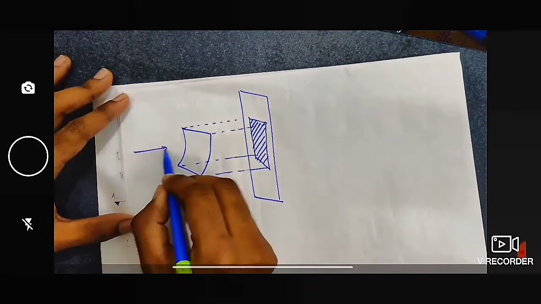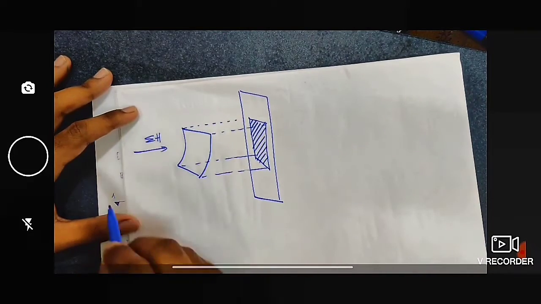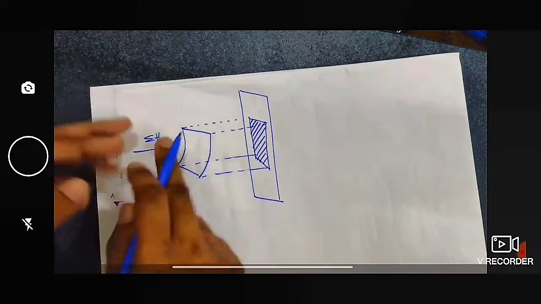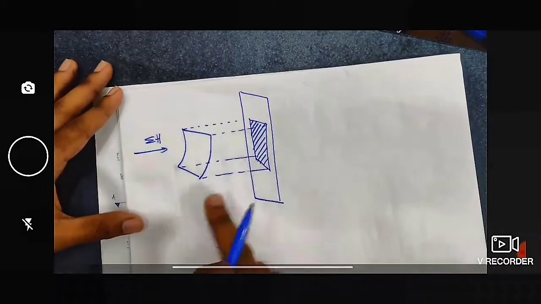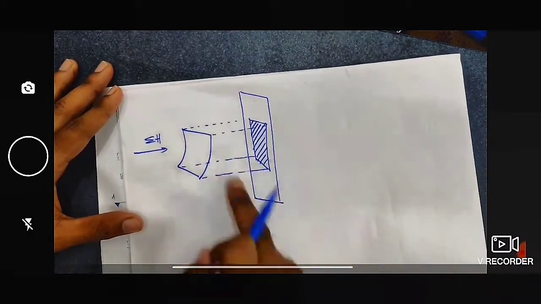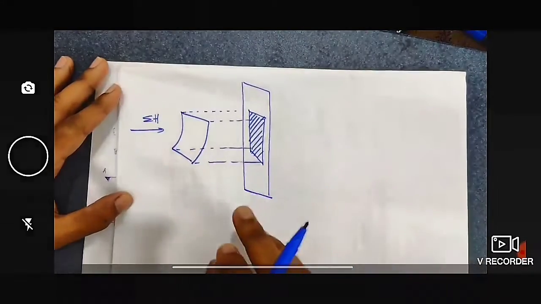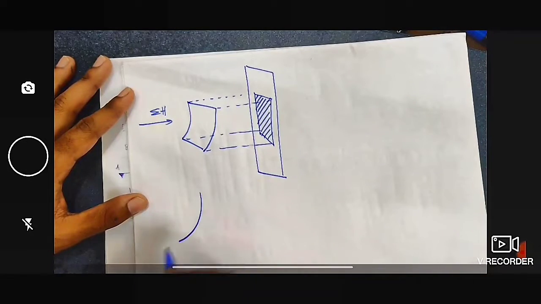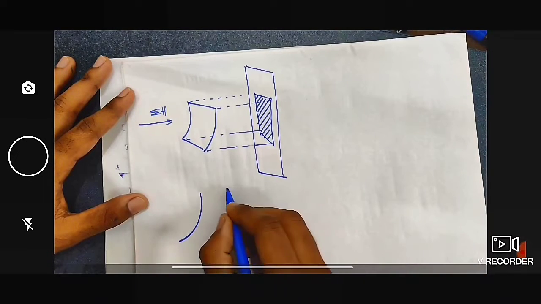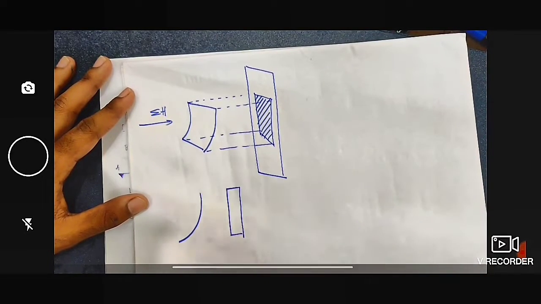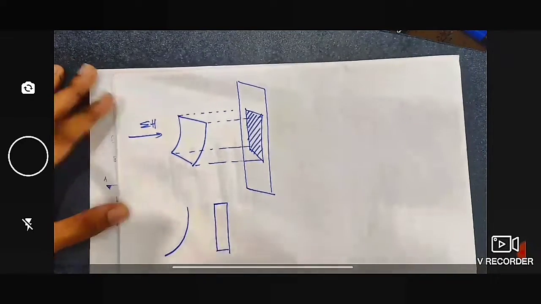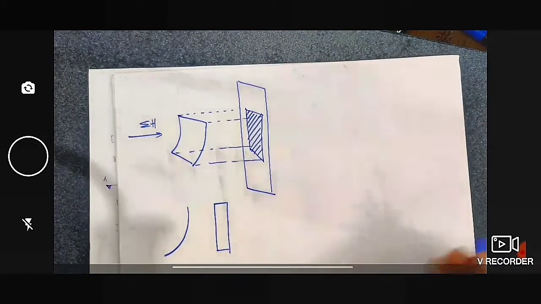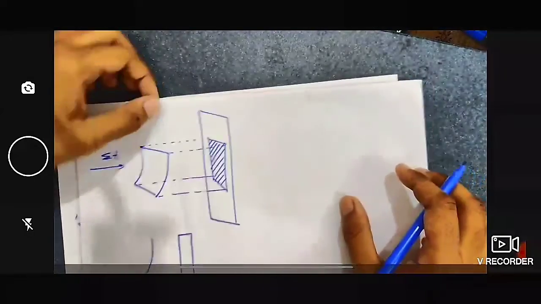So to find the horizontal force which is acting, what you have to do is project this to a vertical plane. In a vertical plane, you will obtain a regular shape like this. So now what happened? The curve has got converted to a vertical plane. You have already learned how to find the force acting on a vertical plane. We have already seen it earlier, so I am not going to explain it again.